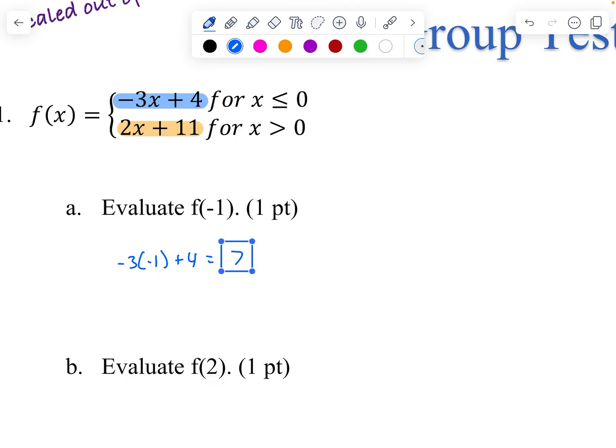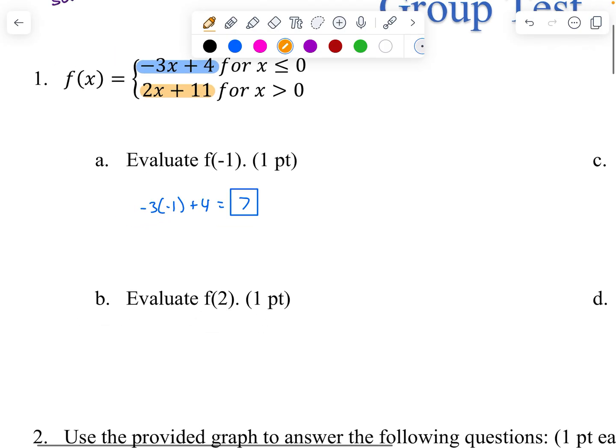Okay, going down to part B, now we're plugging in 2 for x, and that x value of 2 is bigger than 0, so we get to use the orange piece this time. And that is plug in 2 for x, so you get 2 times 2 plus 11, which is 15.